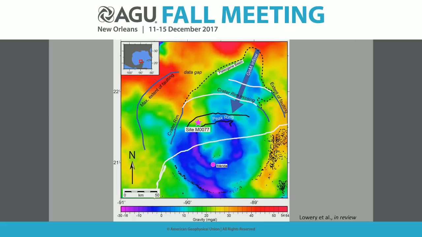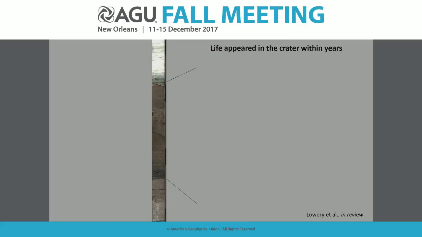So here again is our site on the Peak Ring. I also want to point out, the northeastern area of the crater kind of got blown out, so there's a good deep connection to the Gulf of Mexico to let this open marine water come in. Water came right back into the crater minutes after the impact. So we have a possible habitat for stuff right away.